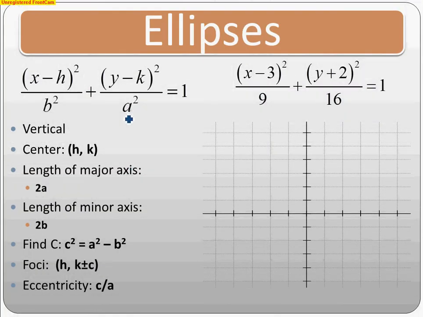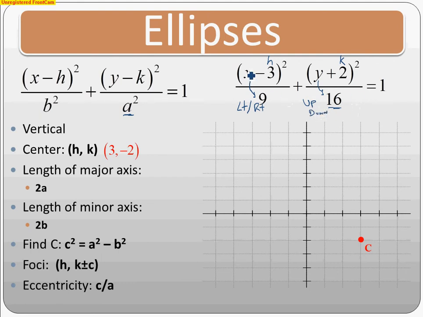Notice here that the bigger number is under the y. So a squared is always going to be the bigger of the 2 numbers. So we'll start again by finding our vertex here. There's our h, there's our k, and we know it's going to be 3 and negative 2 because we're thinking opposite again. So we plot 3, negative 2. All right, so remember, whatever's underneath the x, that's what we move left and right. Whatever's underneath the y, that's what we move up and down.